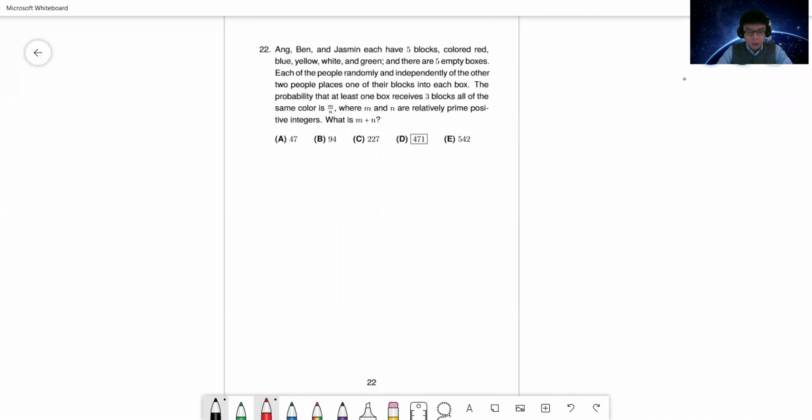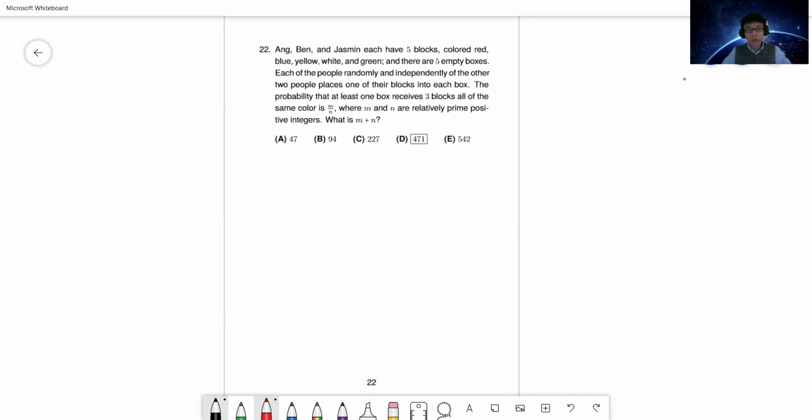Question 22. Ben and Jasmine each have 5 blocks with 5 colors, and there are 5 empty boxes. Each of the people randomly and independently places one of their blocks into one box, so everybody has 5 blocks, each going to one empty box. What's the probability that at least one box receives 3 blocks of the same color? It's M over N. Let's figure out M over N.